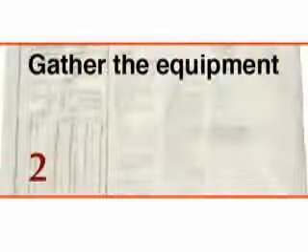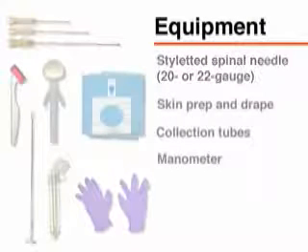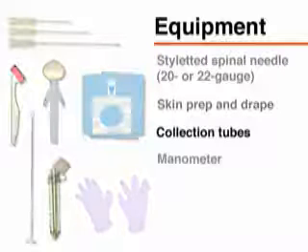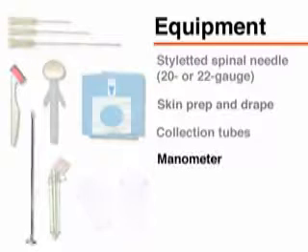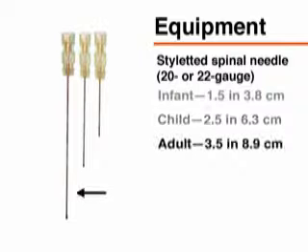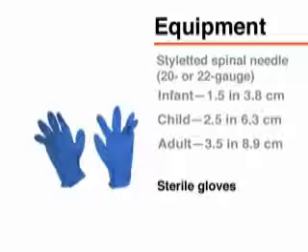Before performing the lumbar puncture, you will need a commercially available tray containing the necessary supplies: a spinal needle with a stylet, equipment for skin preparation, drapes, collection tubes, and in some cases a manometer. Typically, a 20 to 22 gauge needle is used, with the length ranging from 1.5 inches or 3.8 centimeters for infants to 2.5 inches or 6.3 centimeters for children and 3.5 inches or 8.9 centimeters for adults. You will also need sterile gloves.